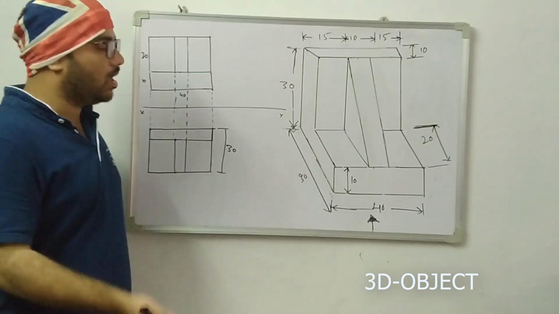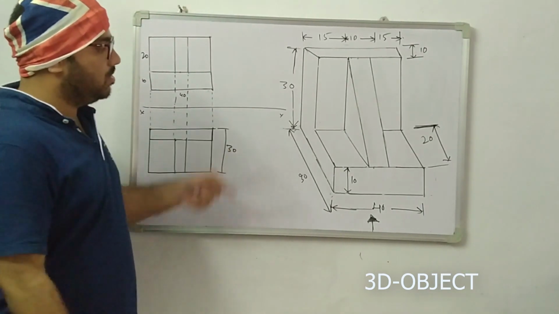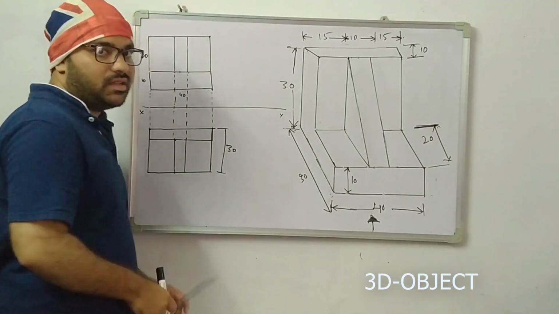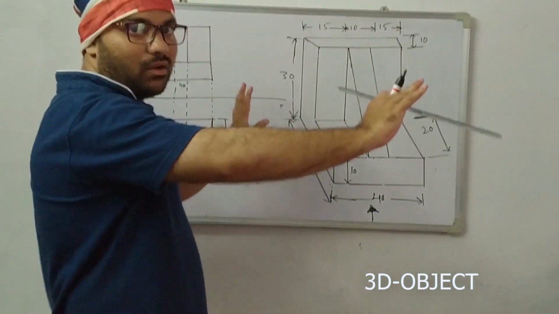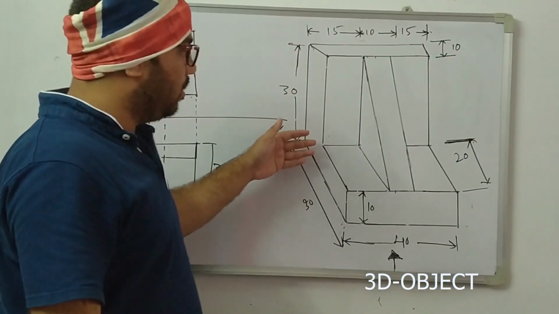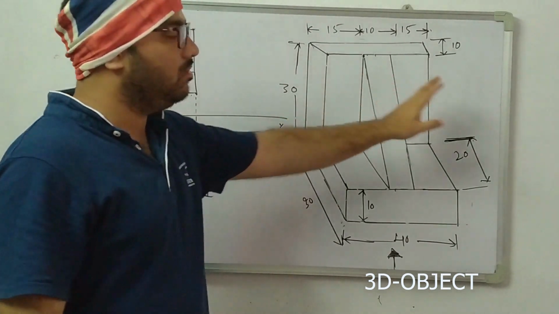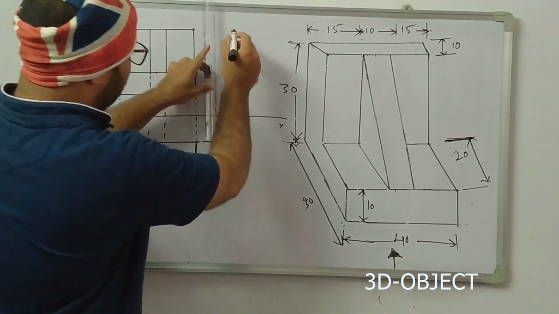Now we are going to draw the side view. Where is the side view? This is the side view. You are watching from this side. See, this is the side I am watching. In this side view, I am watching from this side, on the right plane. So draw on the right side.